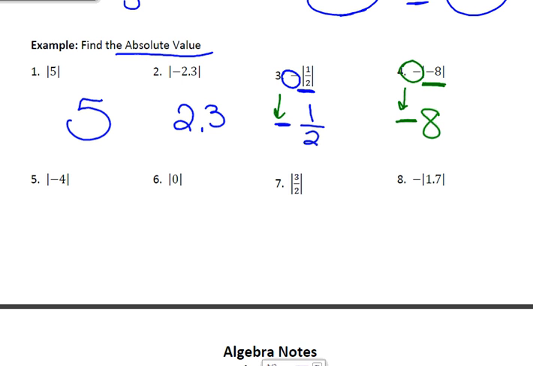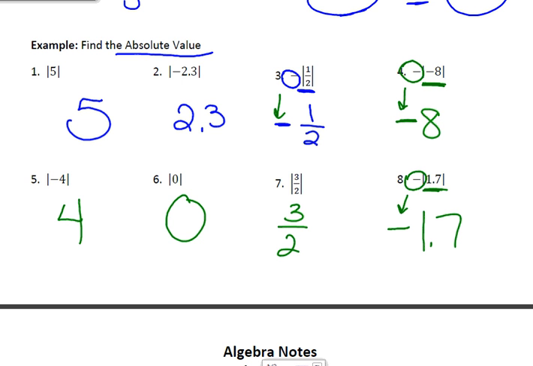So the absolute value of -4 is 4. The absolute value of 0 is 0. The absolute value of 3/2 is 3/2. And here, remember, the negative on the outside stays. We find the absolute value of -1.7, which is 1.7. And then we attach that outside negative sign to it.